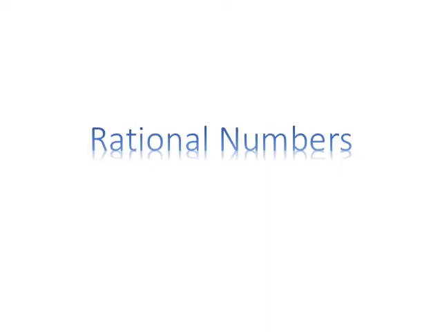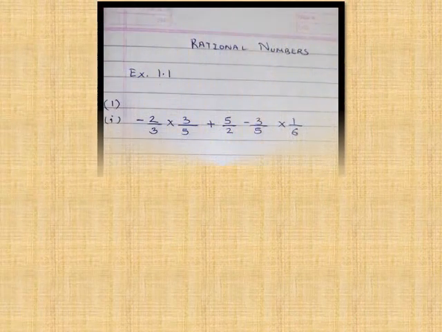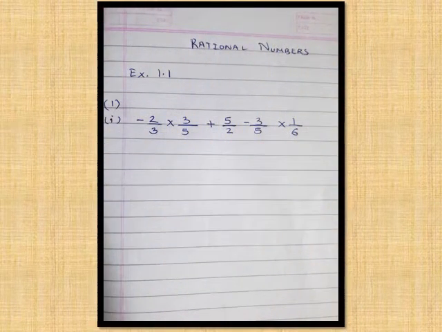Today we are going to solve exercise 1.1, the first one. This is the sum which you have to solve using the properties of rational numbers we have already learnt. Negative 2 upon 3 multiplied by 3 upon 5 plus 5 upon 2 minus 3 upon 5 multiplied by 1 upon 6. Now over here there are 5 fractions with their operators in between.